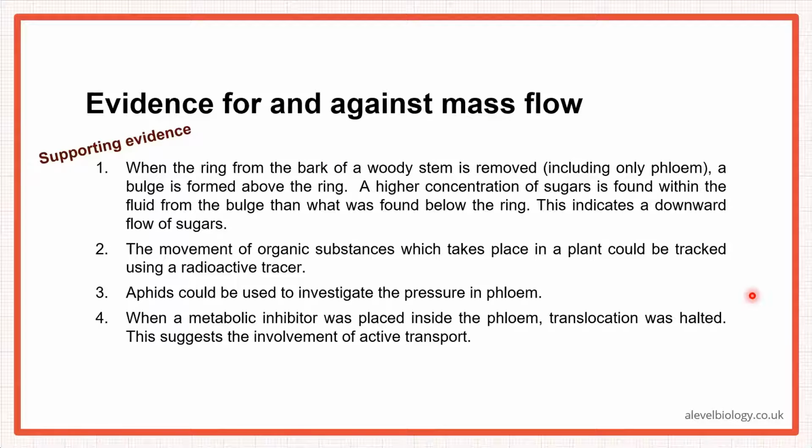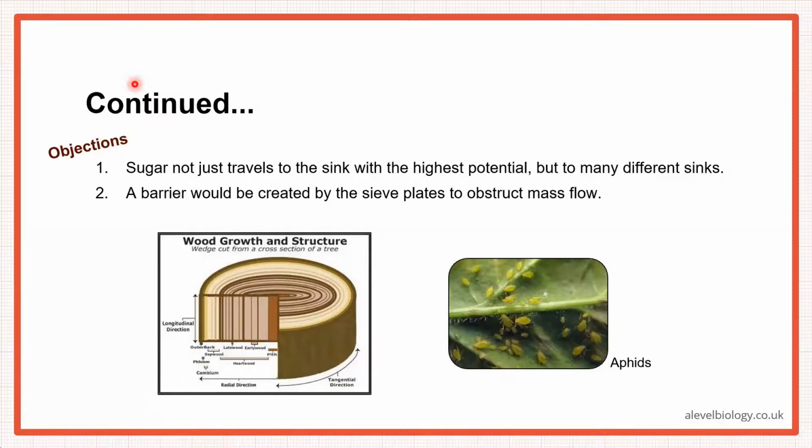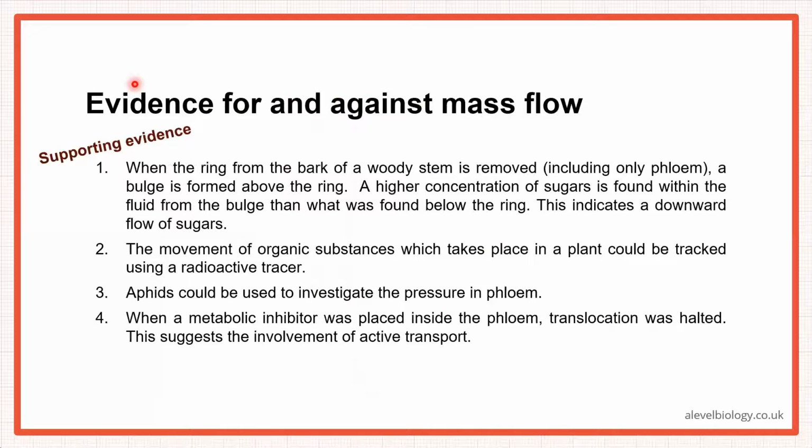Now, since we are talking about hypotheses, when we talk about translocation, the movement of these assimilates across the plant, there are a few supporting evidences, and definitely there are things which are objecting to this whole theory. So what are the evidences which are supporting the mass flow?